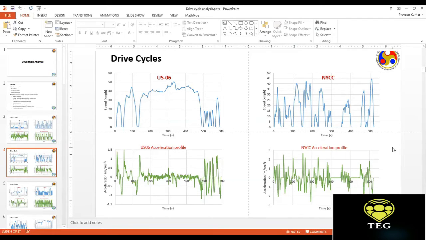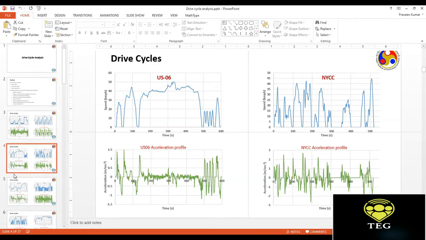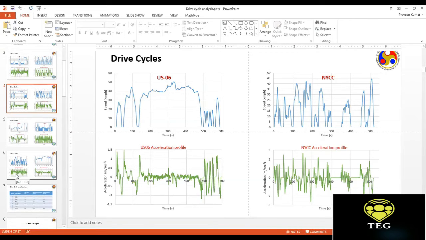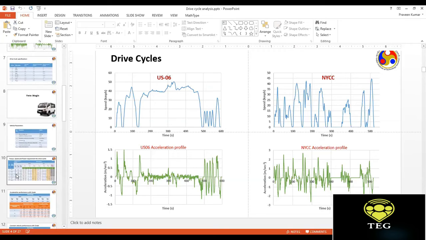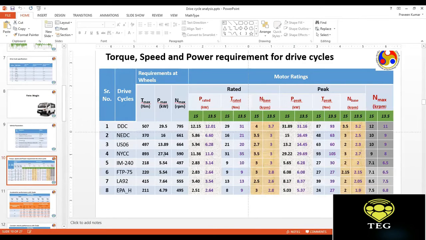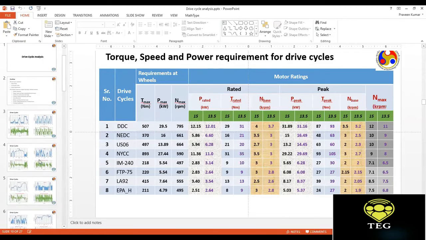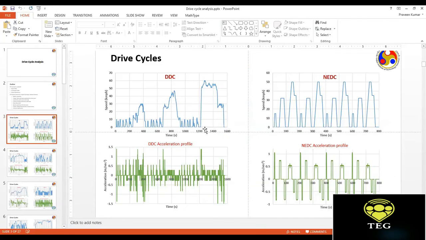So whenever we have to accelerate, the torque demand on the wheels increases. That's the reason why the maximum torque demand is very high for New York City cycle. So it was around 893. Whereas if we look at Delhi drive cycle, which was the first drive cycle that we looked at here, the maximum acceleration happened after 1200 seconds and we went up to 50 kilometers per hour. But the duration in which we went up to 50 kilometers per hour is not as short as in case of New York City cycle.